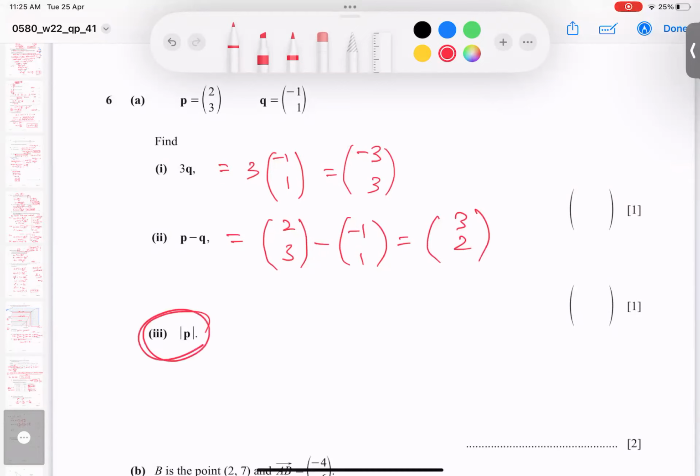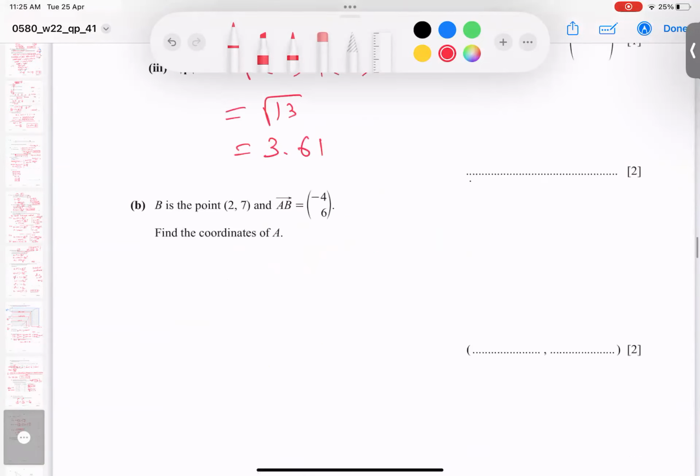The length or magnitude of the vector, like the Pythagoras theorem: square of 2 plus square of 3, 4 plus 9, root 13. Root 13, or write its value, and the answer is 3.61. I hope the point is very, very clear.